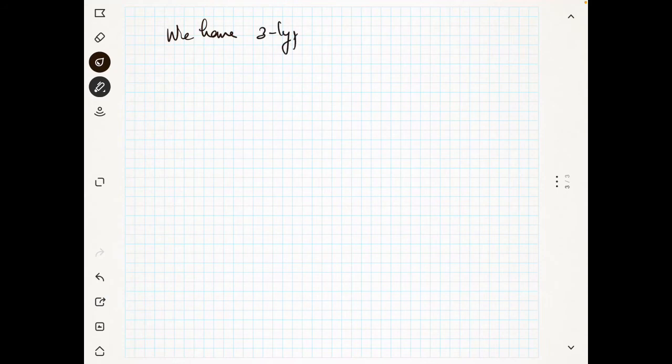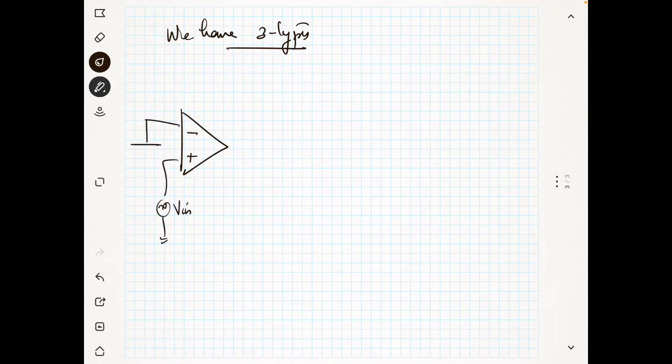So we have 3 types basically. What are they? The first one that you have seen, this is your V in, and by using the battery, this is your V reference. This is the first type, by using a battery reference. Next, this is V out.